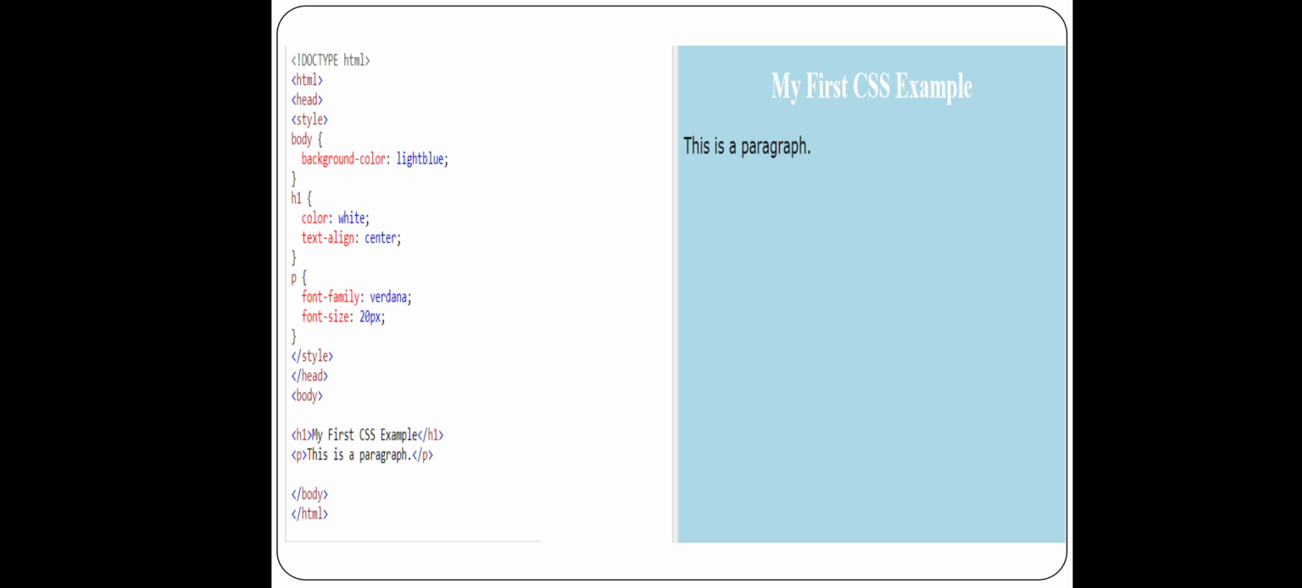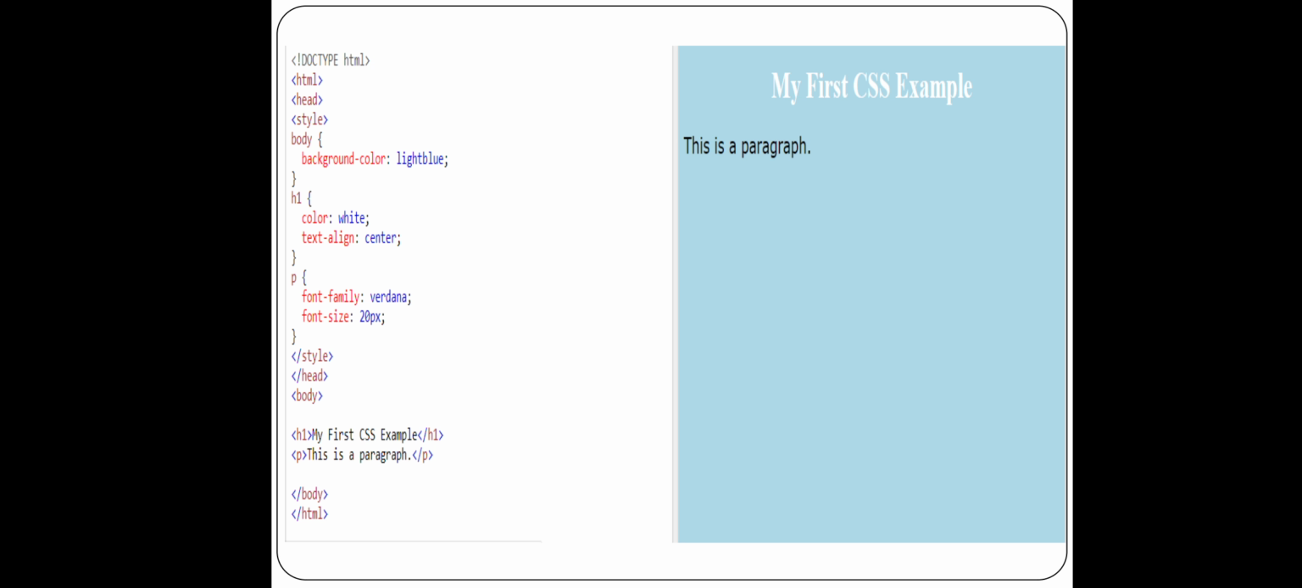Next, here again you look into the body tag. There are again two tags. Which ones? H1 and P. H1 says my first CSS example, and for P it is written this is paragraph. Now in the style tag you will see how many elements I am using to style. There are a total of 3 now. One is body, second is H1 and third is P.